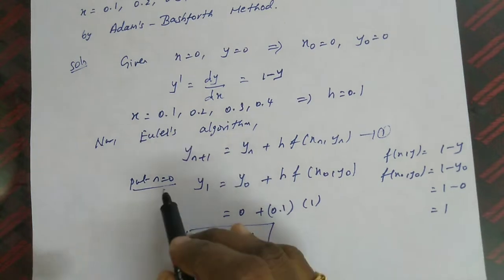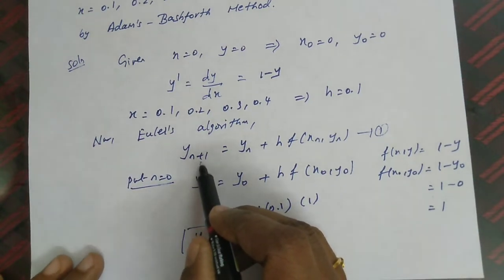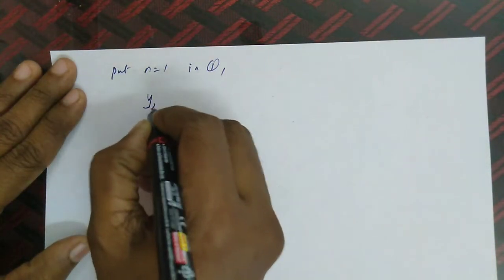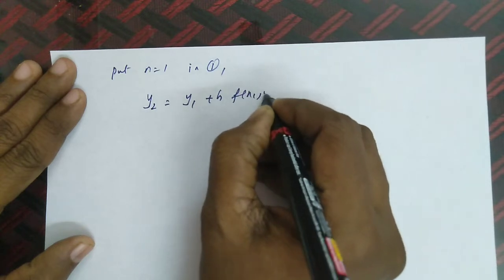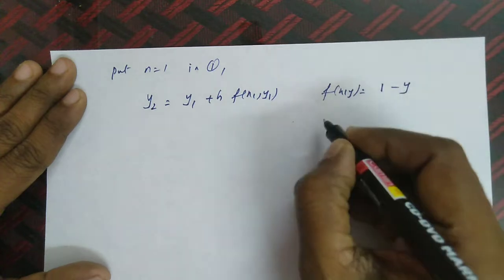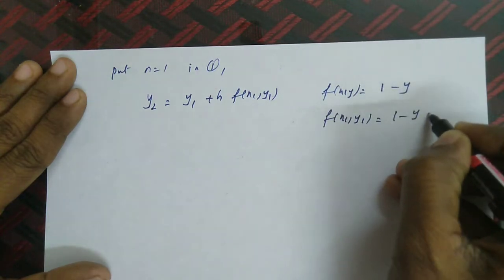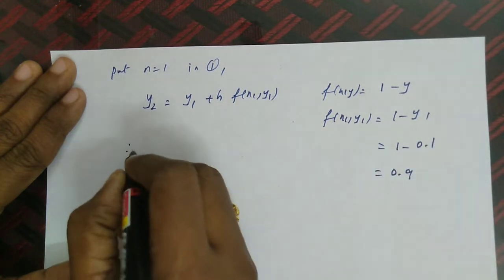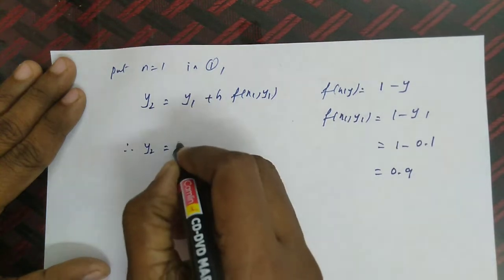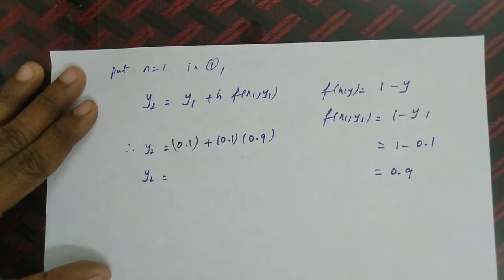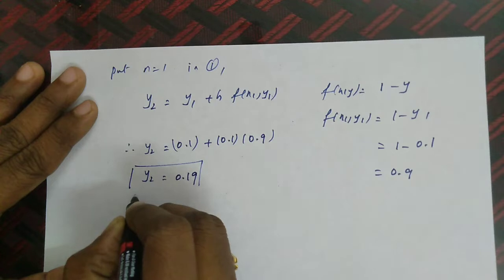Likewise we have to put the next values, n is equal to 1 in equation 1, so we can get y2. Put n is equal to 1 in equation 1. So what will happen, y2 equals y1 plus h into f of x1 comma y1. Our f of x comma y is equal to 1 minus y. So f of x1 comma y1 is 1 minus y1. 1 minus y1 is nothing but, just now we got it, 0.1. So this is nothing but 0.9. Therefore our y2 equals y1, which is 0.1, plus h into 0.9, h is also 0.1. Using a calculator we can get our y2 as 0.19. This is the second value of y.